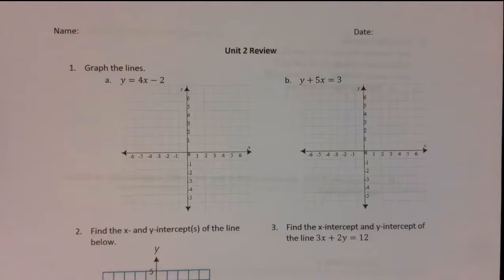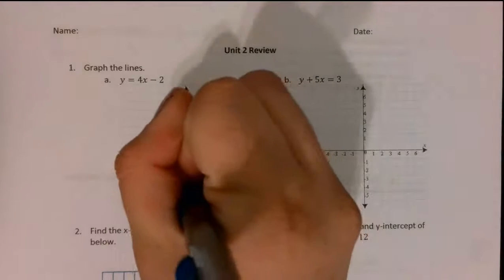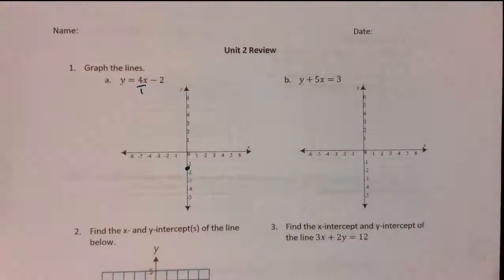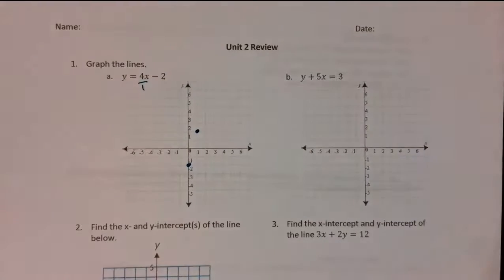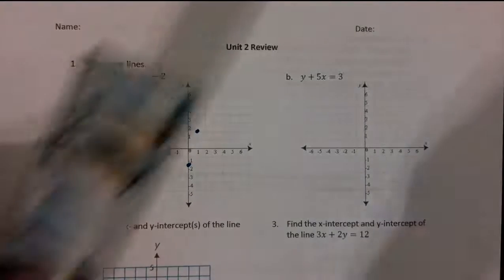So for number 1, this line is given to me in slope-intercept form. So what I want to do first is go ahead and graph my intercept, which is -2. And then my slope is 4, which is the same thing as 4 over 1. So I'm going to go up 4 over 1 and put a point. Now that I have my 2 points, I'm going to go ahead and connect them.